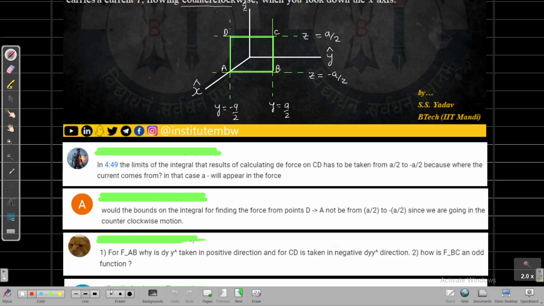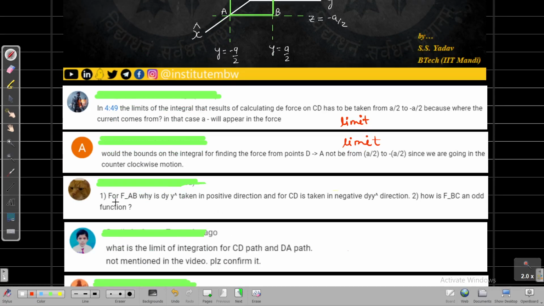Let me write down what your doubts are. This one is related to limits. Integration limit, this is also a limit. And this one, it is mentioned that for AB, dy y cap is taken in positive direction and for CD taken in negative. So I will tell you why.